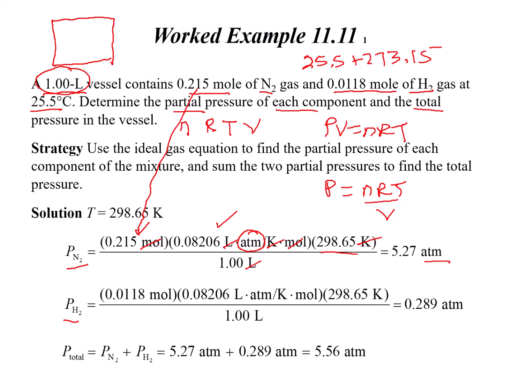What's the difference? Well, the moles were different, so we plug in a different mole. Everything else is the same, though. So the partial pressure with respect to hydrogen is 0.289. If I add these together, that's called the summation. That's why they gave you that sigma symbol. And that equals 5.56 atmospheres. That's the total pressure, which we generally just say capital P with a subscript T. Very easy problem. It's about organizing the data and solving for the unknown.